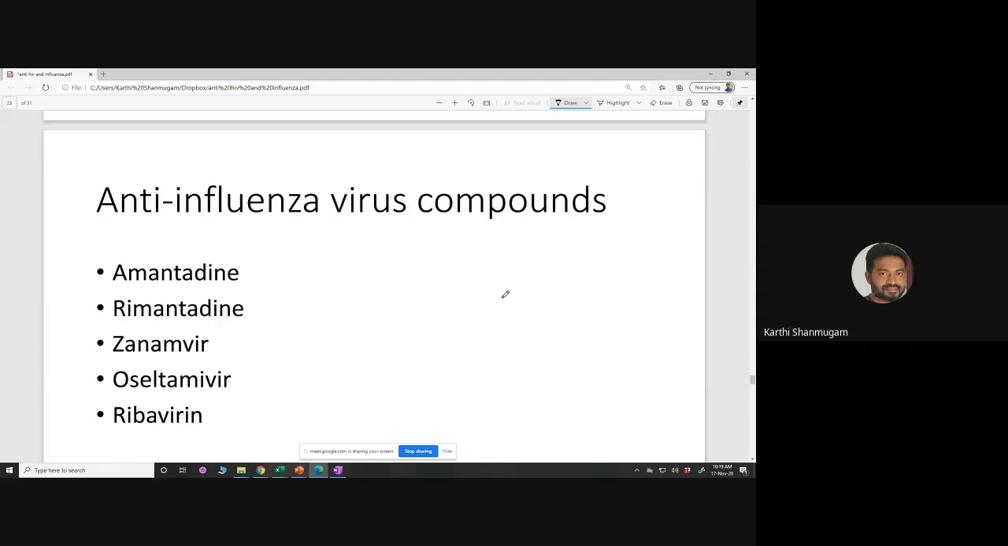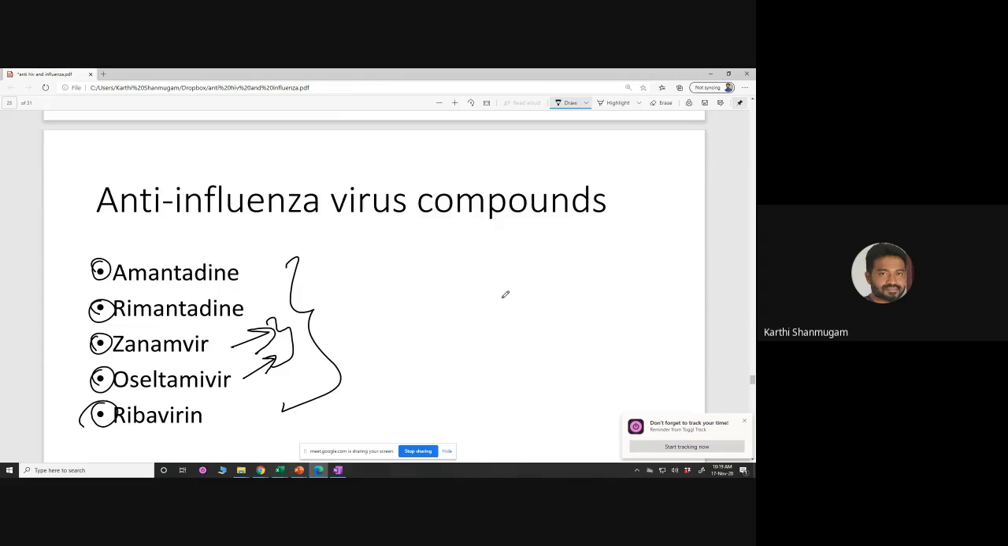Coming to the anti-influenza drug molecules which are commonly used: amantadine, rimantadine, which are very common antiviral drugs, and zanamivir, oseltamivir, ribavirin. For H1N1, they have used oseltamivir and zanamivir. These are very commonly used drug molecules, but drug resistance has been reported for almost all of them, which indicates that if any new pandemic arises because of the influenza virus, we may have a lack of drug molecules. We need some potential drug molecules.